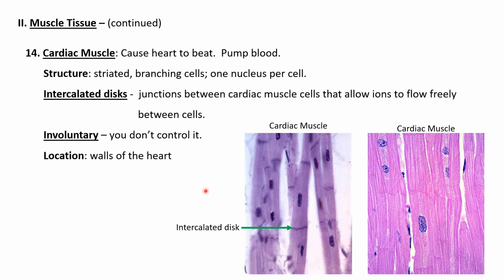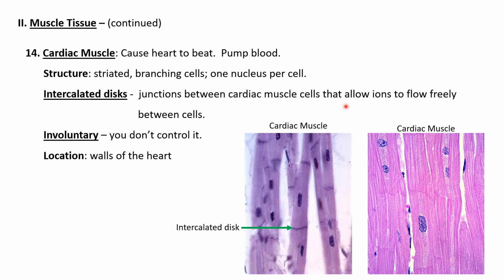The cells are striated, see they're striped. They're branching though, the cells branch here, and they have one nucleus per cell. You can see here's where the cell starts and ends, so that's one cell, one nucleus. This little extra dark stripe between the cells, all of these are called intercalated discs.